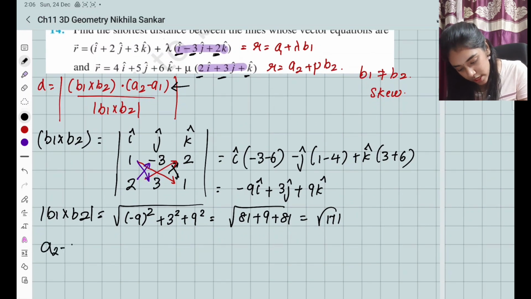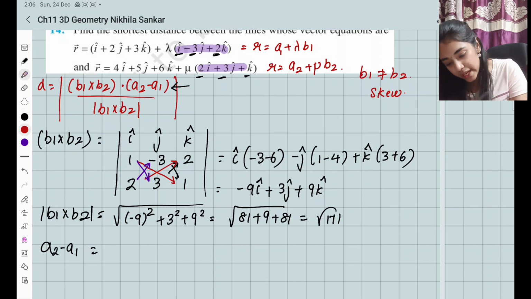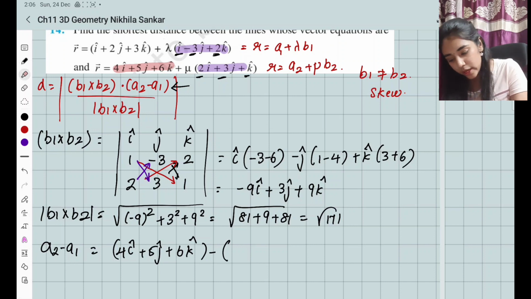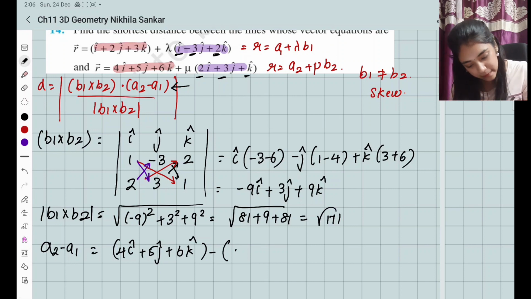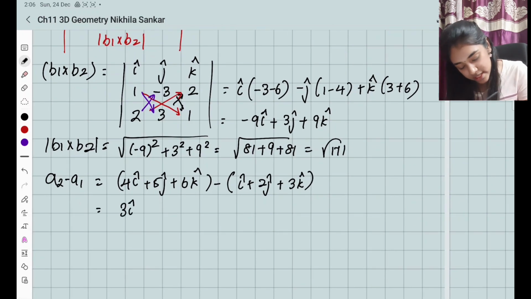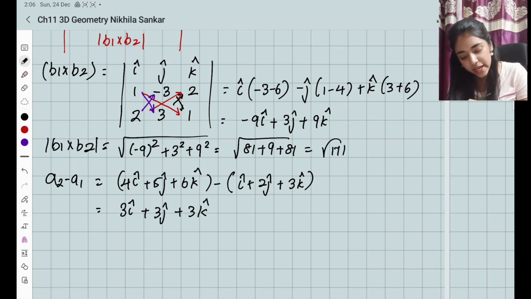So A2 minus A1 is going to be, what is my A2? It is going to be this 4i, 5j, 6k. So 4i plus 5j plus 6k. Exam la ஒரு value எடுத்து எழுதுங்க. Okay. And A1 is going to be I, 2j, 3k. So I, 2j plus 3k. So when I subtract, I have 4i minus I is 3i, 5j minus 2 which is going to be plus 3j, 6 minus 3 is going to be plus 3k. Okay, so this is my A2 minus A1.